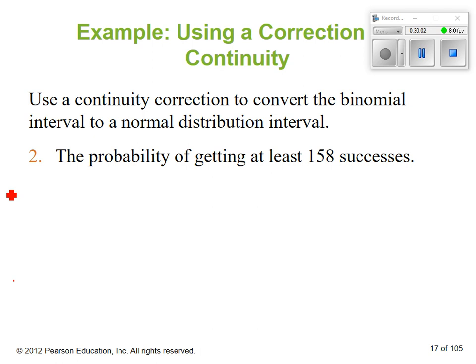Probability of getting at least 158 successes. What's our low limit? 157.5, that's our low limit. And it says at least 158. What's our upper limit? Do we know how many? So what are we gonna go up to? 10,000 maybe? Lower limit, upper limit.